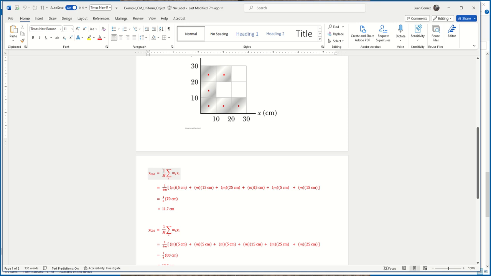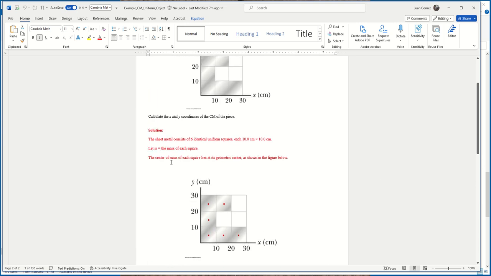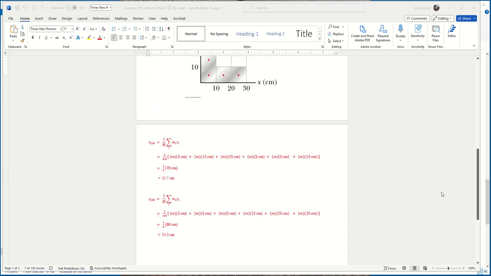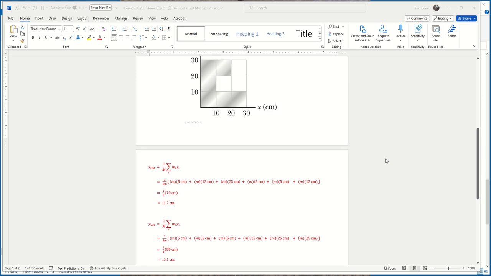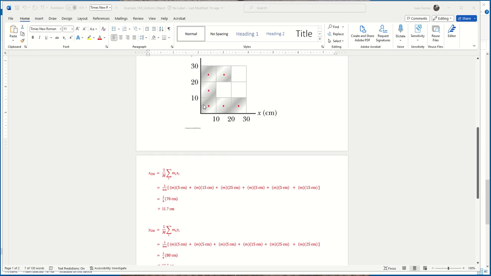Okay, so let's look at the XCM. 1 over big M times the sum of the m_i x_i's. Remember, large M, there's 6 squares, so large M is 6 little m, because each has a mass of little m. So the total mass is 6m. Nothing complicated. So 1 over M is 1 over 6m. Now in the brackets, I'm going to go in order, starting at the bottom, going left to right. It's the same for the y.